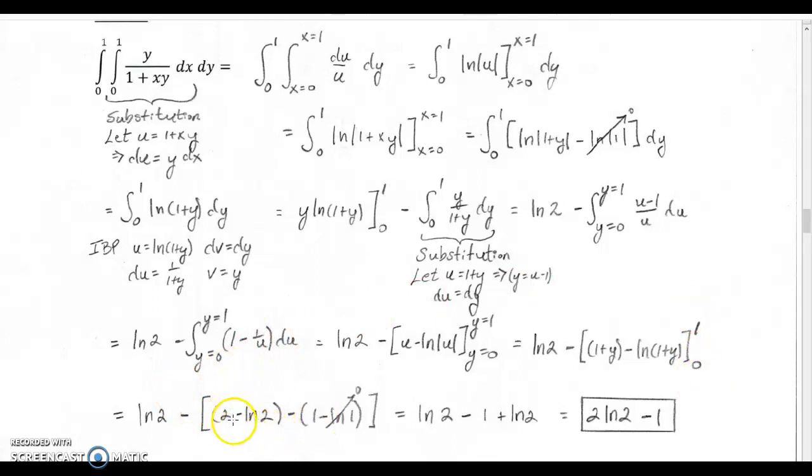When I evaluate that, I get 2 minus natural log 2, minus 1 minus natural log 1. Natural log of 1 is 0. I end up with 2 minus 1, which is 1, minus natural log 2. But I have a minus sign in front of it, so that's minus 1 plus natural log 2. So the final answer is natural log 2 minus 1 plus natural log 2, or 2 natural log 2 minus 1.